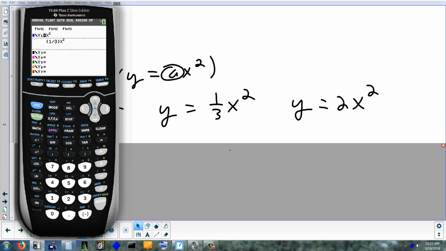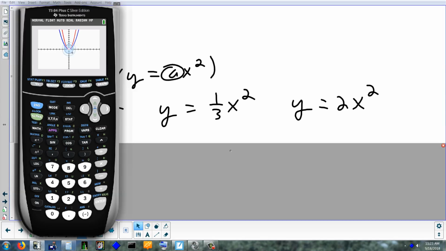Let's try putting a 2 in front. You don't really need parentheses. I just had them from the last part, but you don't need them at all, so you can leave the parentheses off. So a fraction caused the graph to squish vertically. The 2 is going to cause the graph to stretch.